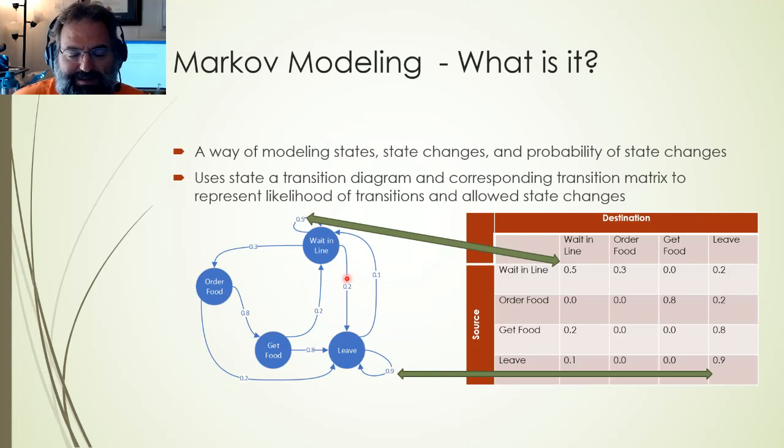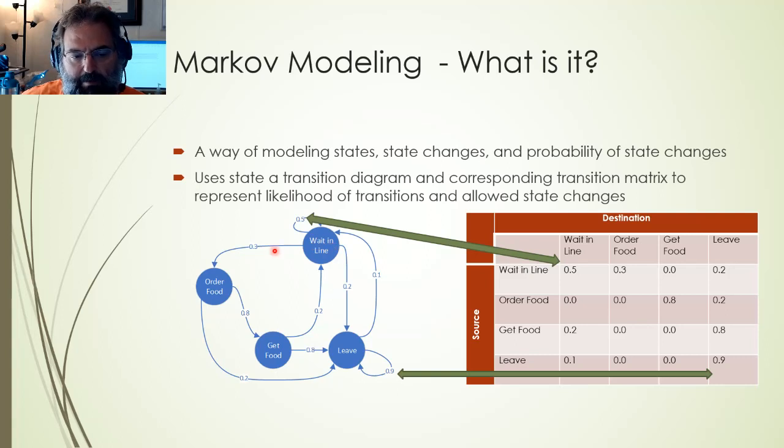Assuming you have paid first, right? That's where a fast food restaurant sometimes can get you. But anyway, you wait in line, you get up to the line, you order your food. So there's a 30% chance that you're going to actually order your food, 50% you're going to stay in line, and then there's a 20% chance that you're going to leave, right? So that's basically how you do these.